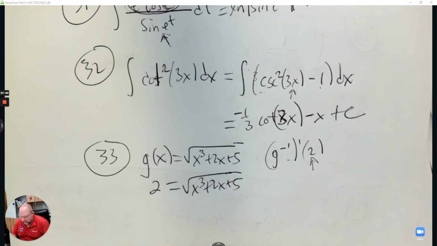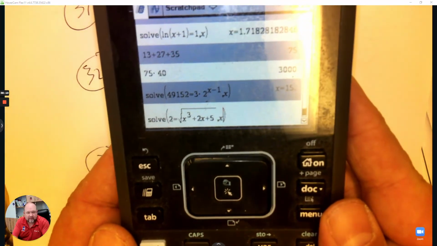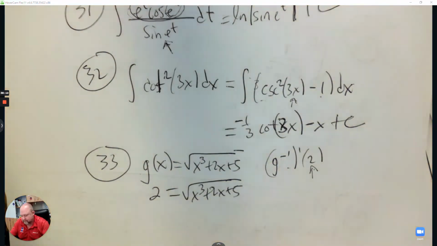I'm going to do it too. Menu, algebra, solve. And I'm going to type it in. And make sure you go comma x at the end. Okay? And I get negative 0.453.